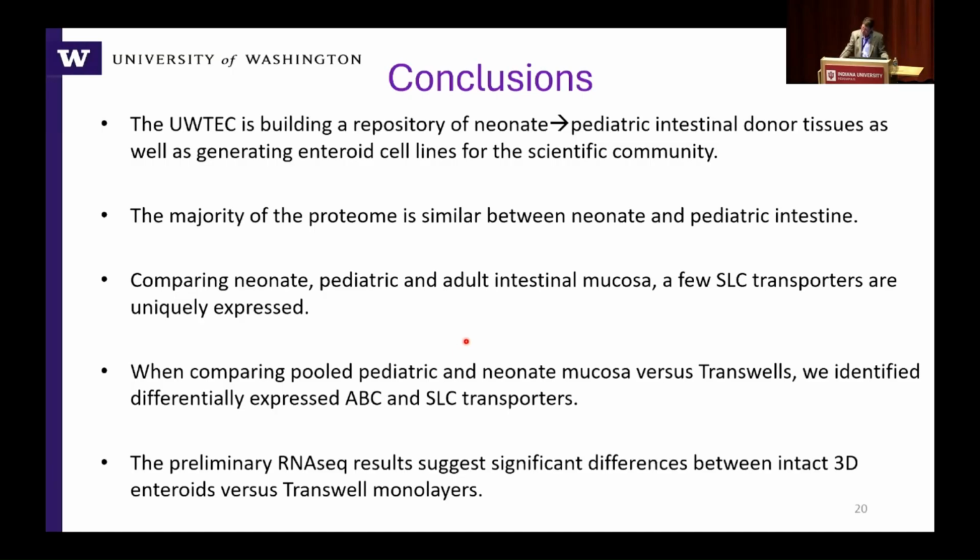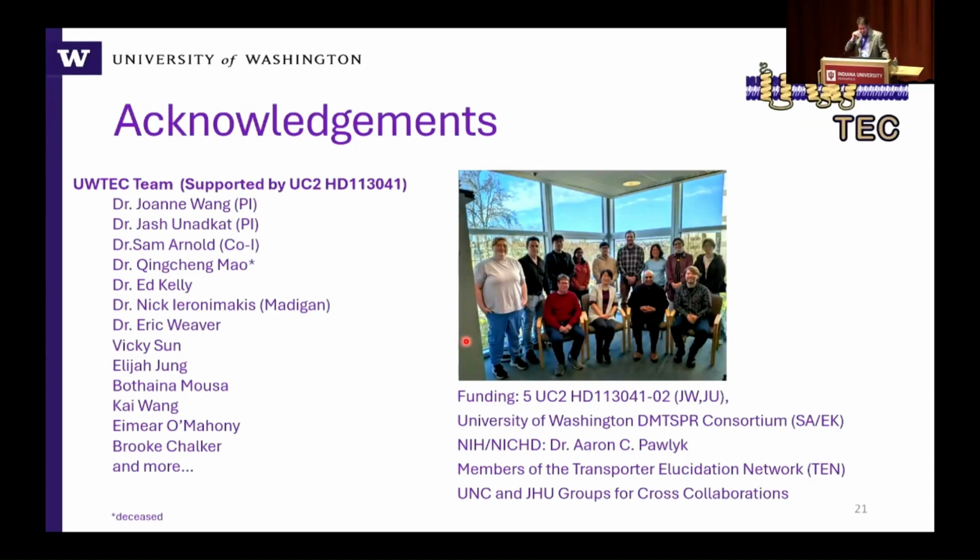And with that, I want to acknowledge all the folks here in UW Tech. Here's our group. Joanne and Josh, the PIs, and Sam Arnold, the co-I. I really want to give a shout out to Dr. Ching-Cheng Mao. He passed away a couple years ago, but he was the one who, working with Dr. Nadcat, wrote the majority of this grant, and he passed away before it was funded. But that was a sad story there.